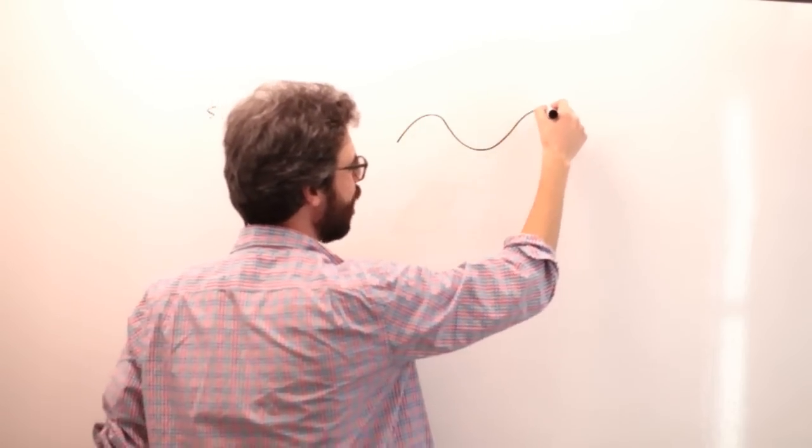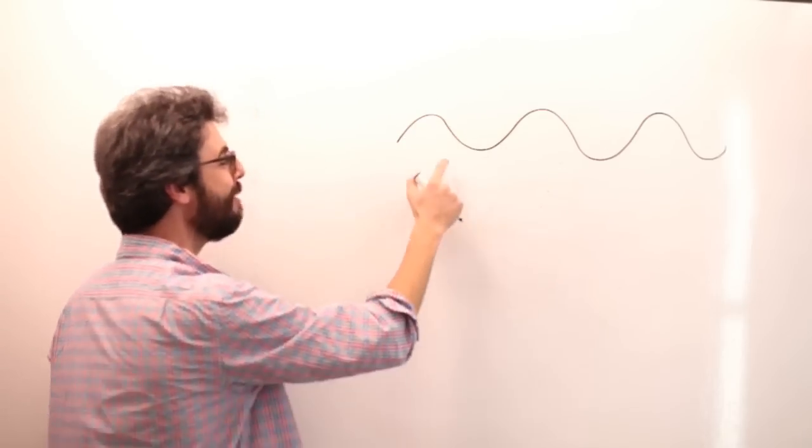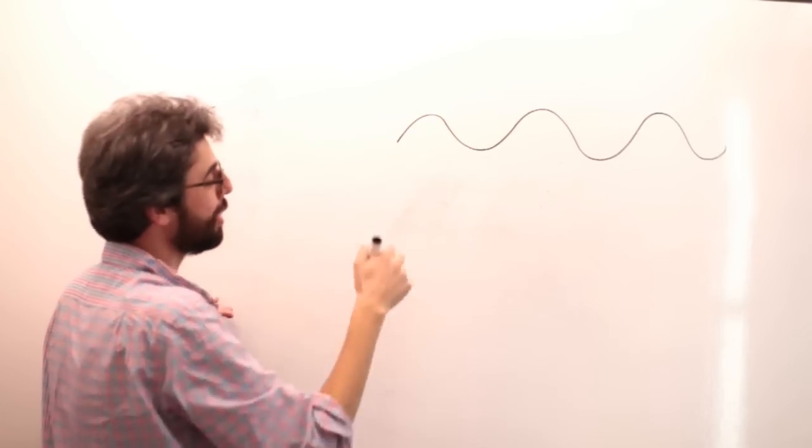If you've ever seen a drawing of the sine function, camera shut off. This is not going well, the camera shut off. If you've ever seen a drawing of the sine function, it looks something like this.